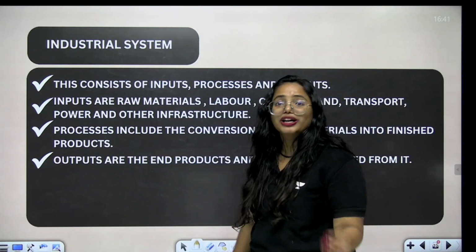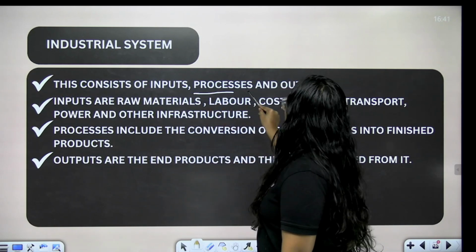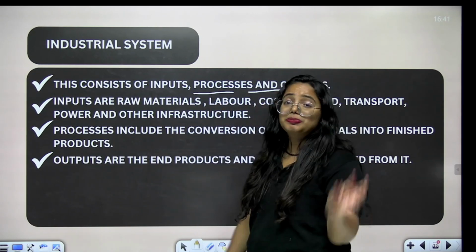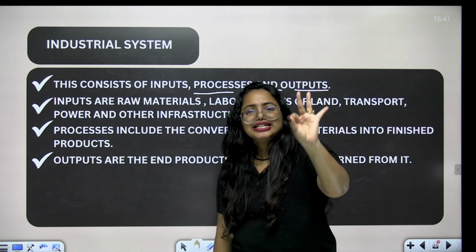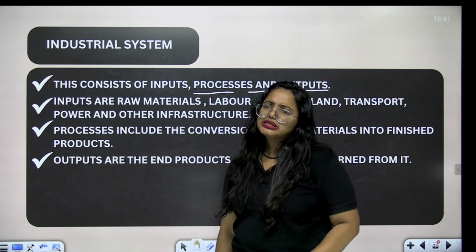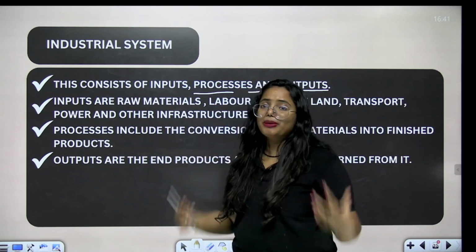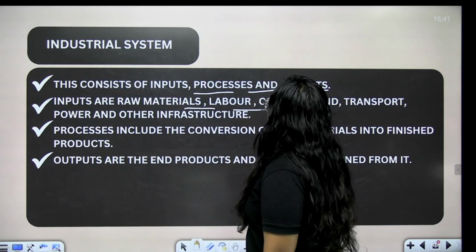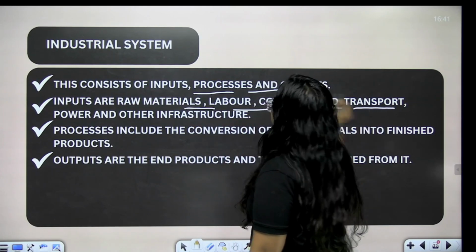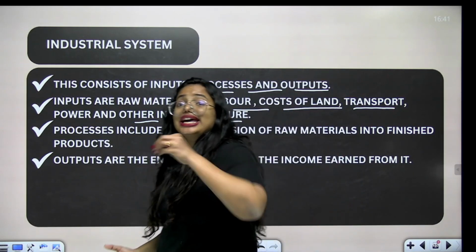Now, we are going to talk about the industrial system. What is it? This consists of inputs, processes and outputs. Please remember these terms: inputs, processes and outputs. What about inputs? Inputs means we have to add something from our side. What must that be? Raw materials, labor, cost of land, transport, power, other infrastructure. All these are considered as inputs.